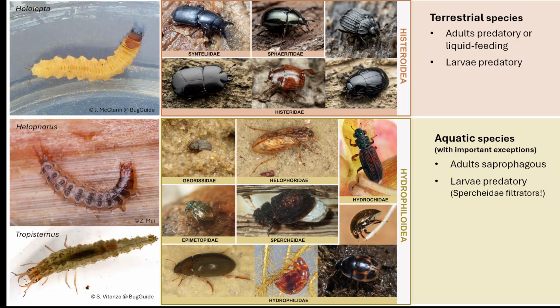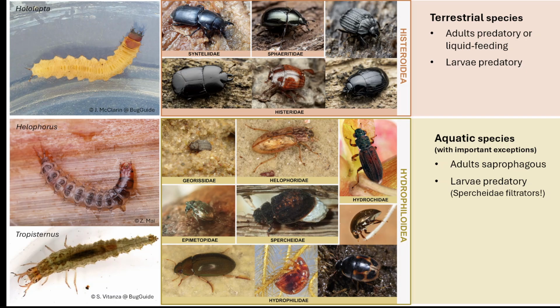As it concerns the biology, both superfamilies differ quite a bit. Histeroidea are terrestrial species. You find them in any kind of terrestrial habitats. Adults and larvae basically share a similar lifestyle, a similar habitat, and they are both predatory. There are some exceptions in histerids, which may be liquid feeding, but generally the adults and larvae share the same kind of lifestyle, so predators.